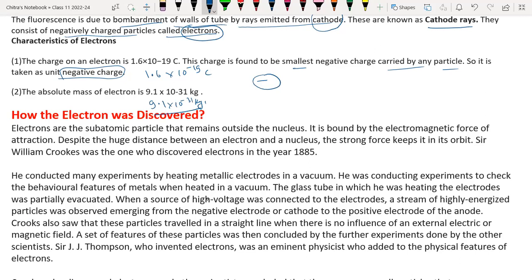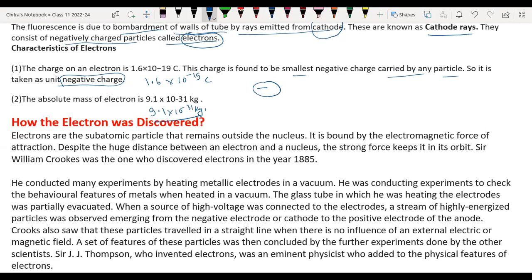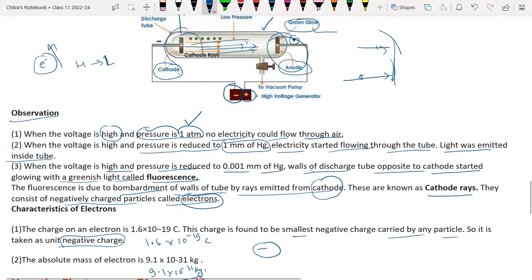So this is all about the discovery of the electron. I want everyone to go through it once and let me know if you have any doubt.